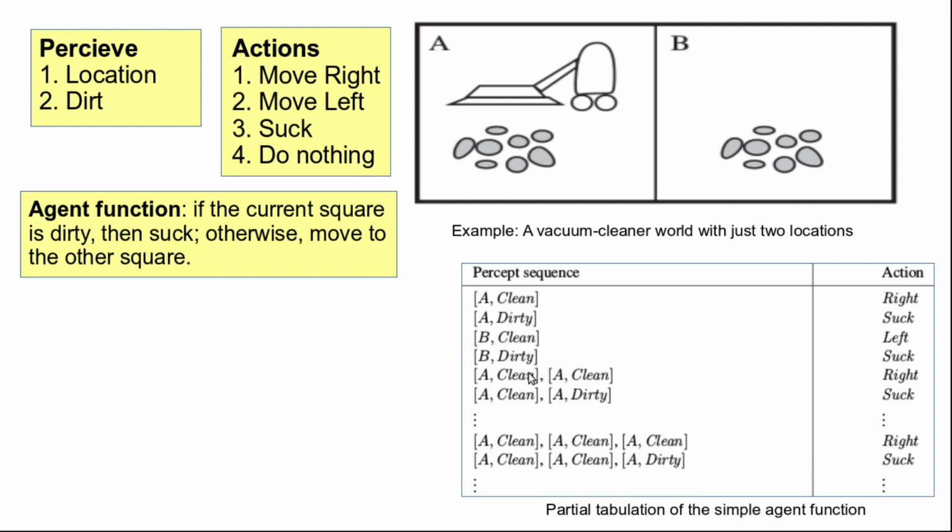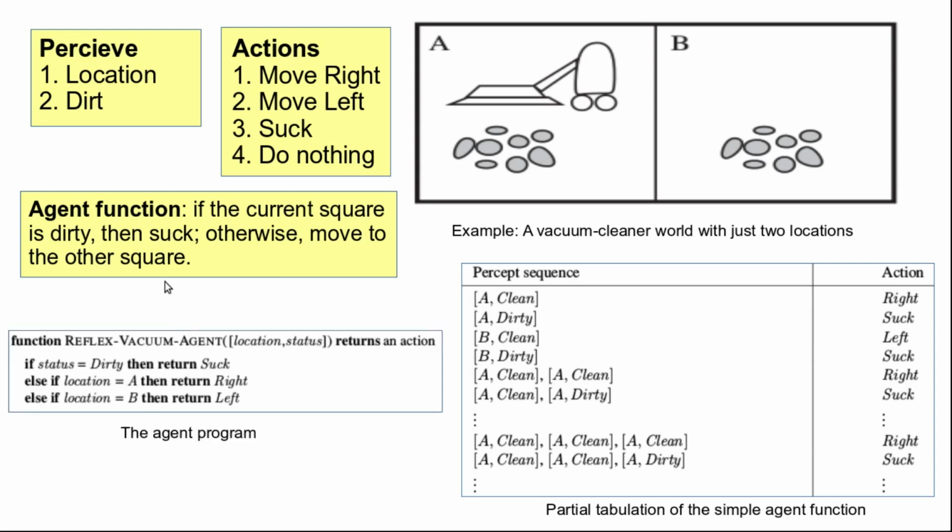If we have to implement this agent function, whatever is specified in this table, if you have to write a program to implement the agent function, once we implement the agent function in a program, that becomes your agent program. So now we can specify the agent program using some pseudocode, and this is how the agent program would look like. So we have some function to perform the action.